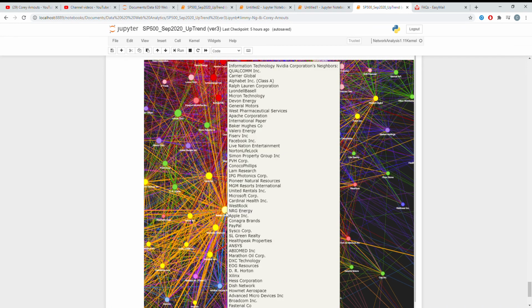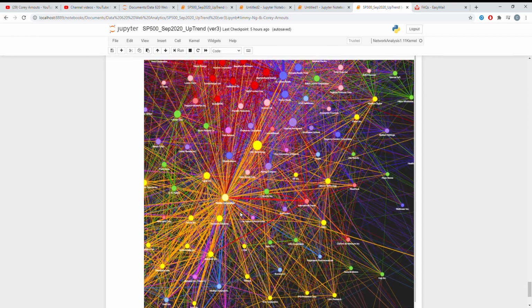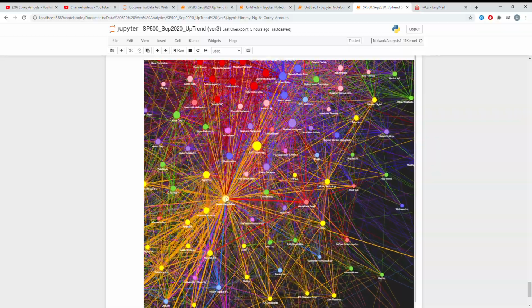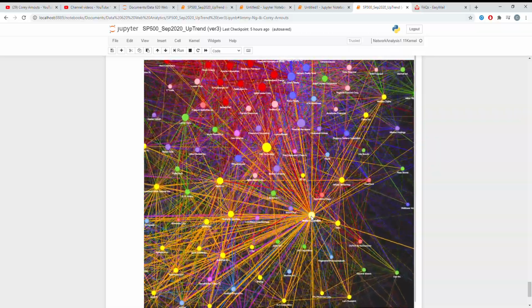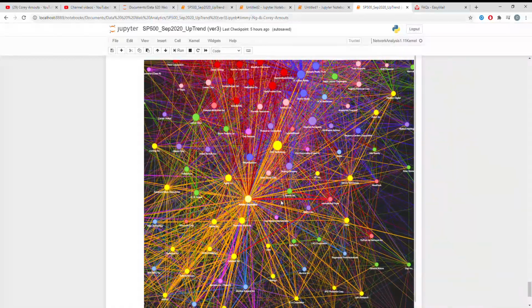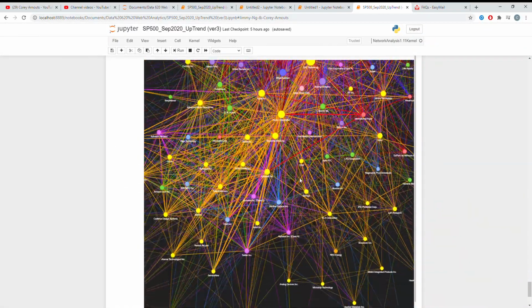But I think this connection is maybe because these are two very big suppliers for some of the really big companies. So that's a really interesting thing going on, that NVIDIA and International Paper move similarly so often. It's just a really strong connection there.